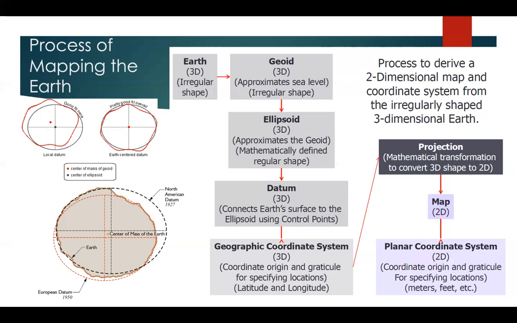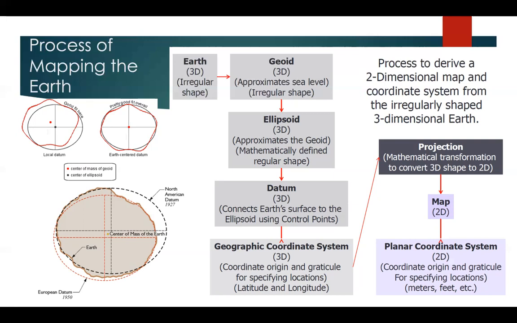Compare this to the European datum, which is highly accurate and closely approximates the globe around Europe. And you can see that with the red dotted line where it matches up pretty well to the Earth's surface on the right-hand side of that image.